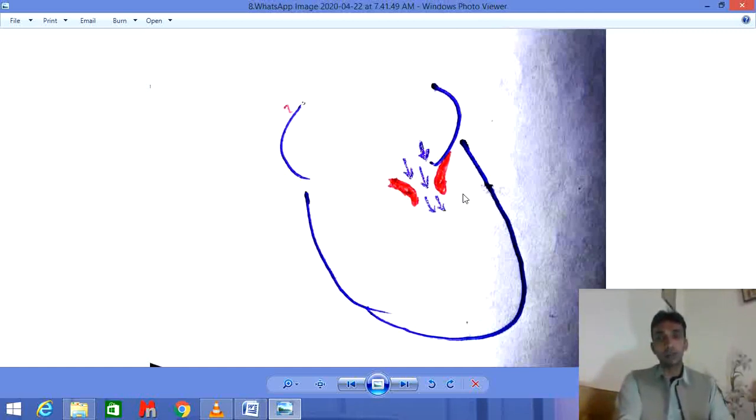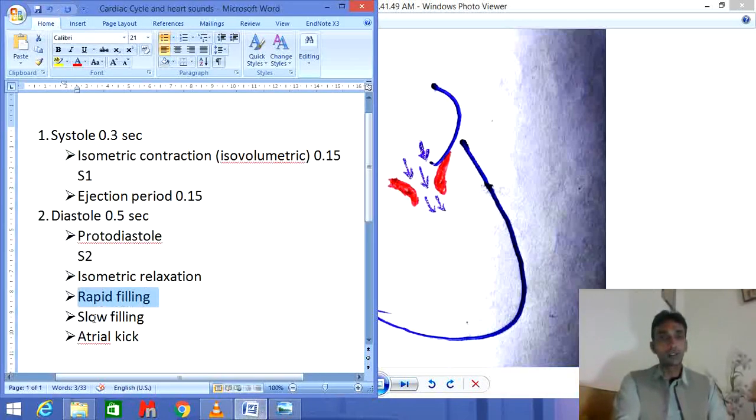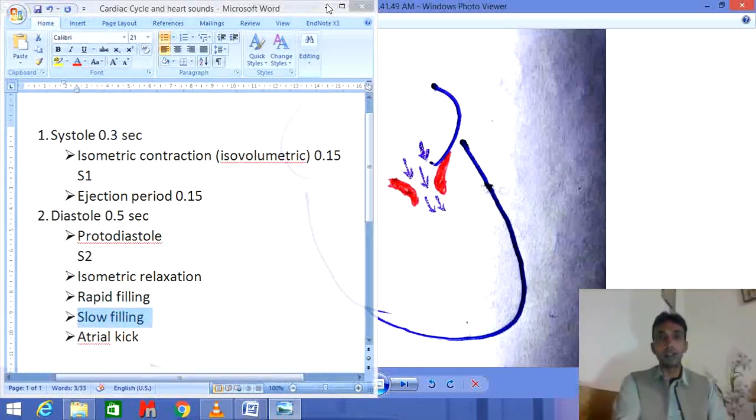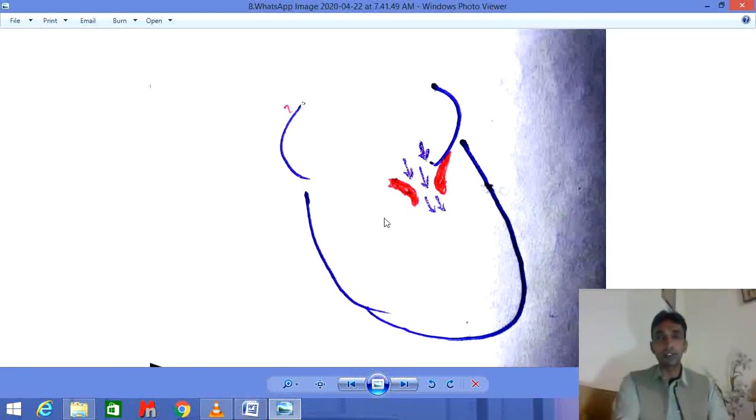Now coming to the next one. When the ventricle becomes half filled, the transfer of blood from the atria to the ventricle becomes slow, and that is called the slow filling stage. During slow filling, the blood is transferred from the atria to the ventricle, and also from this atria to the right ventricle. This transfer of blood is very slow. That is why this is called the slow filling stage.